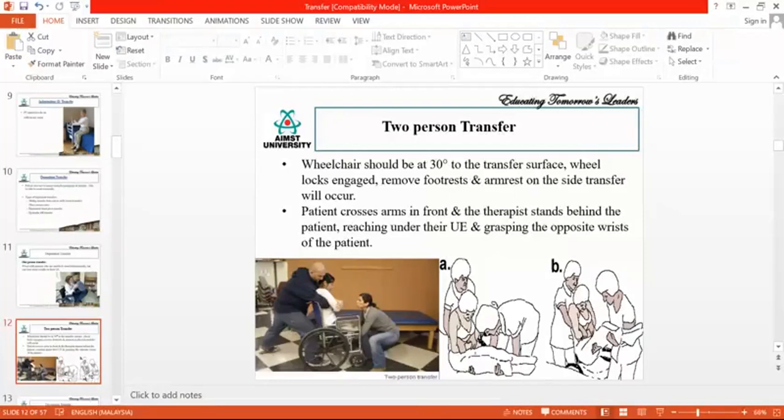And the leader should be giving the command. Command in the sense that after holding, you say, at the count of 3, you have to lift. Then only you will have synchronized transferring. Otherwise you will transfer without synchronizing and you might leave the patient down. So the leader has to decide everything first and communicate it to the other person.